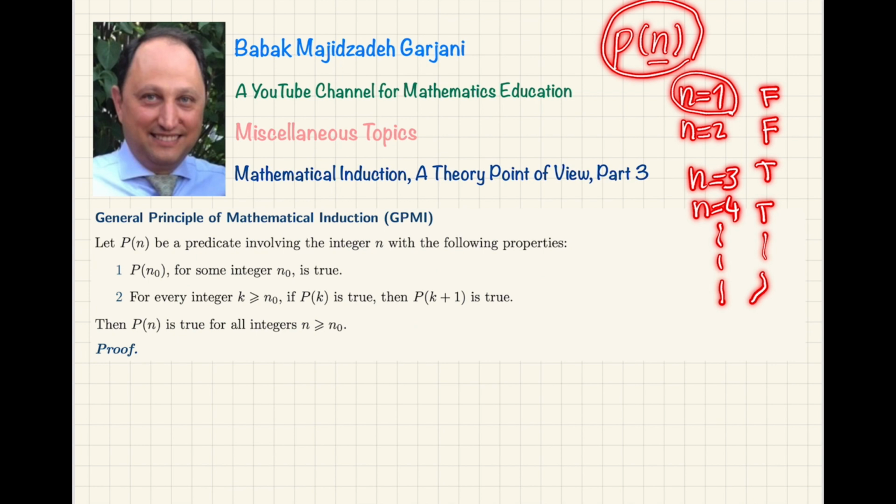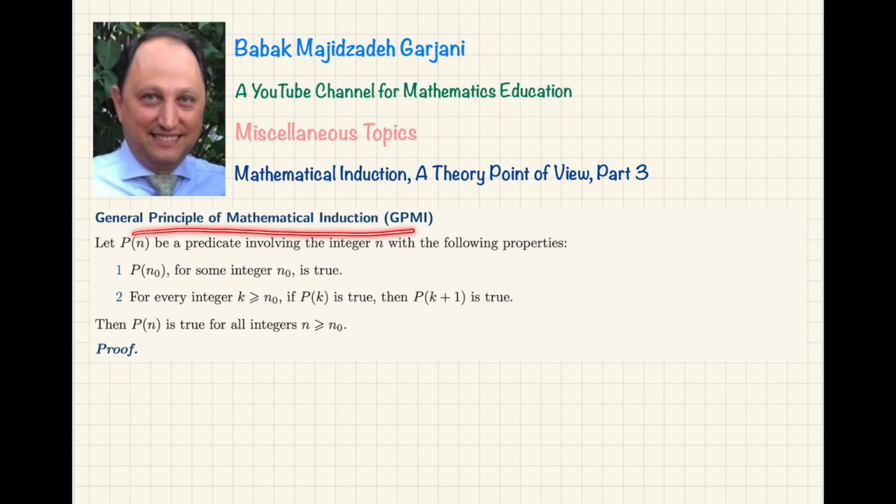Now let me read the precise statement and present the proof for that. General principle of mathematical induction. Let P of n be a predicate involving the integer n with the following properties. Number 1, P of n node is true for some integer n node. Number 2, for every integer k greater than or equal to n node, if P of k is true, then P of k plus 1 is true. Then P of n is true for all integers n greater than or equal to n node.